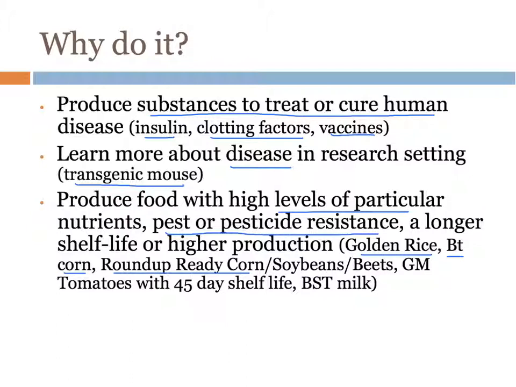GM, or genetically modified, food organisms have been produced that have a longer shelf life. There's a tomato that has a shelf life of 45 days instead of 15. And then certain genetically modified products are involved in getting a higher production overall, either of a plant's yields or the bovine somatotropin that is used to increase milk production in dairy cows, which is a genetically modified chemical. It's produced by genetically modified bacteria.